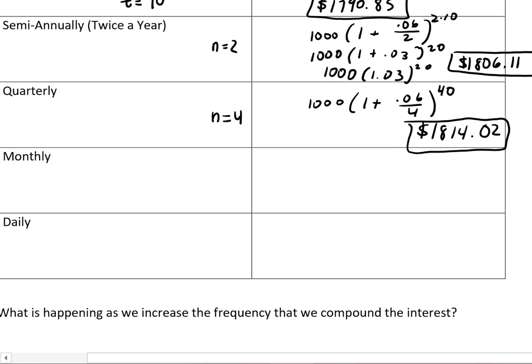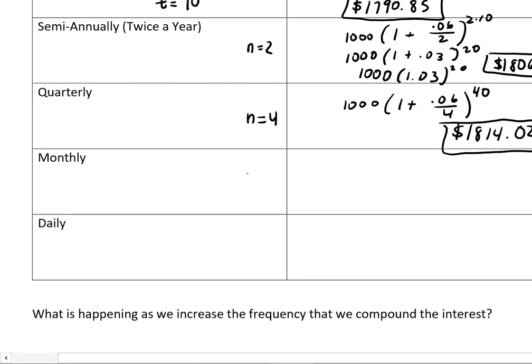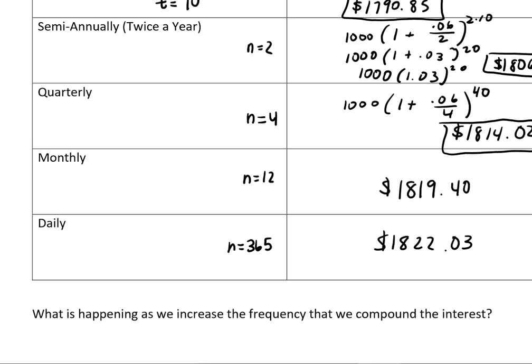So go try it and try monthly, which will be N is 12, and daily, which we'll use 365. Some banks, if they're going to do daily, actually use 360. So go ahead and try those two. Pause the video. Okay. So hopefully you got a chance to try those two. Those are the answers for the last two.